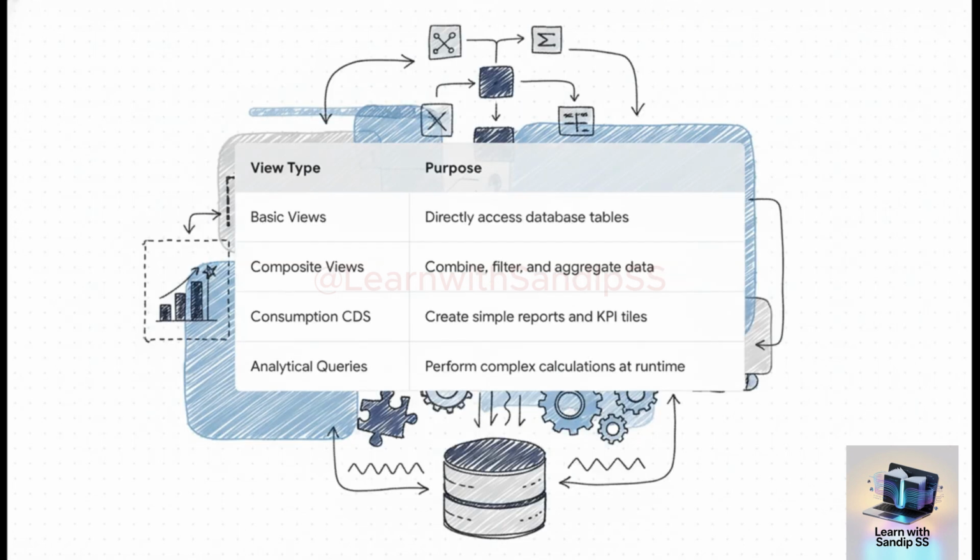Okay, this table here is a perfect summary of the whole architecture. It really pulls it all together. You see at the very bottom, you've got the basic views, just accessing the data. Built on top of them, you've got composite views, which combine and enrich that data. Then for you, the end user, you have the consumption CDS views for straightforward reports. And right at the top, the analytical queries for that deep dive analysis. See how each layer just builds so logically on the one before it?